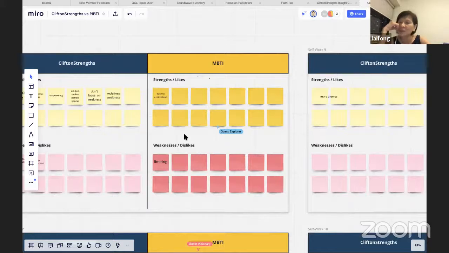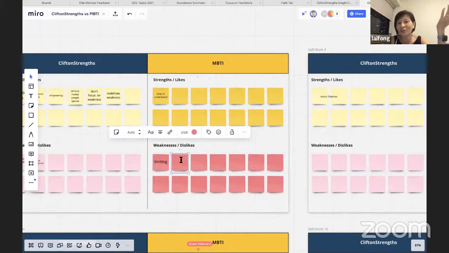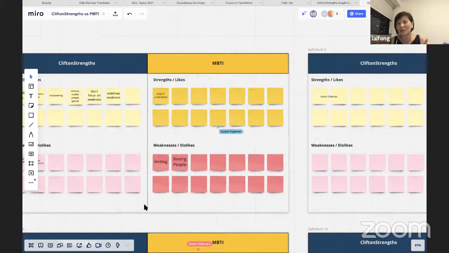But it's still boxing people into "this is where you belong." Everybody seems to be an introvert, and there's this category of people. Whereas strength is that you are unique, while here you are trying to put everybody the same. So to me, that's not what I like.